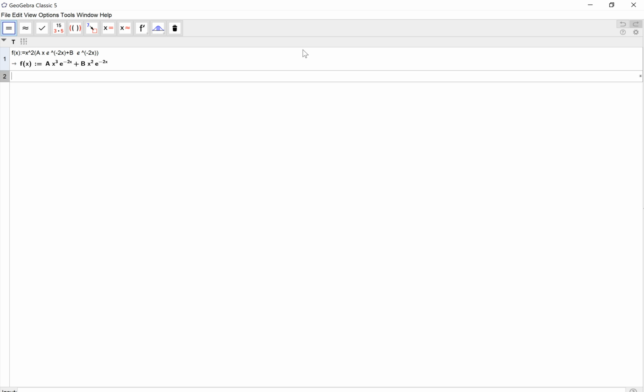So again, we want to plug this into the left-hand side of the differential equation, which was y double prime plus 4y prime plus 4y. So we'll take f double prime of x plus 4 f prime of x plus 4 f of x and see what we get. All right, so we get 2b e to the -2x and 6a x e to the -2x. So let's flip back over to our problem.